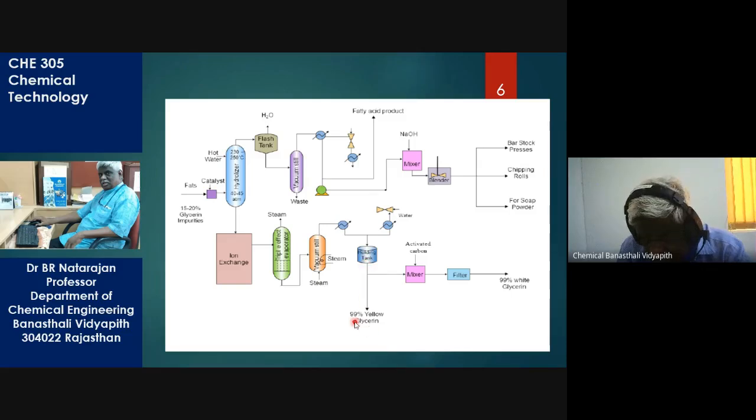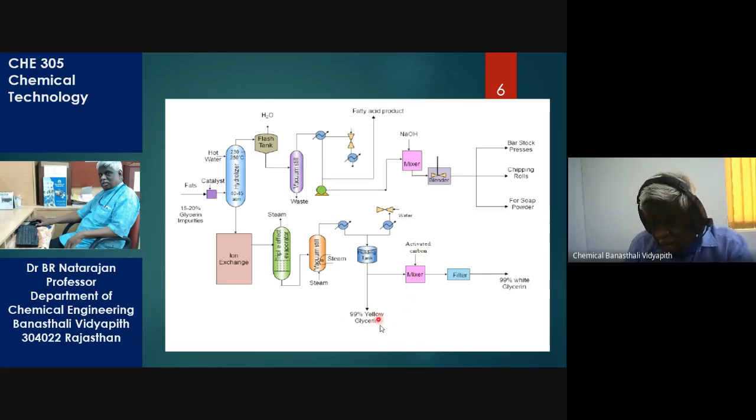The direct product you may get is 99% yellow glycerine. The glycerine is yellow in color. Now, if the glycerine is taken to a mixer and activated carbon is added, right?